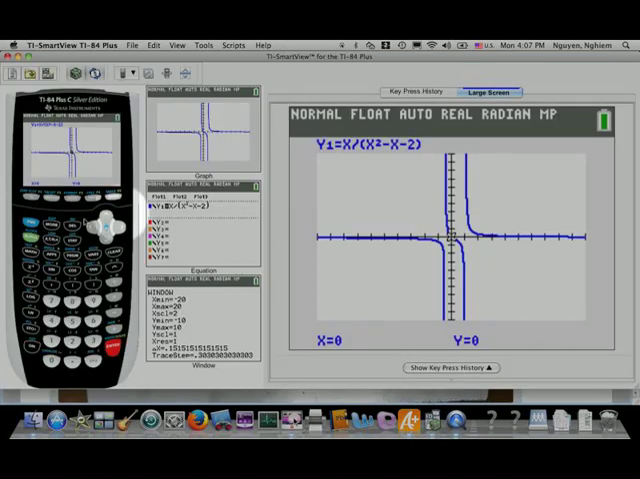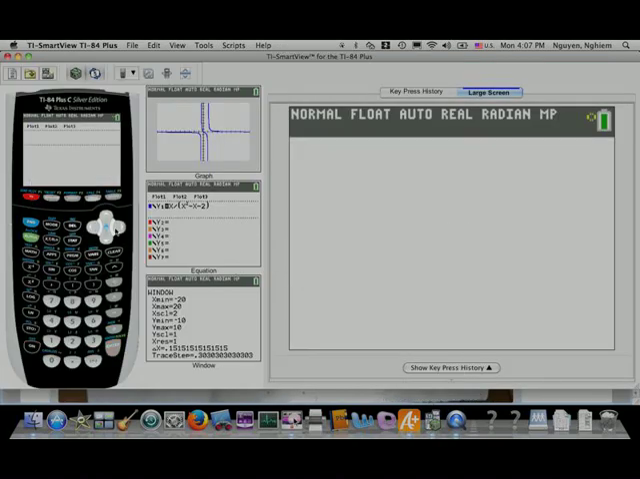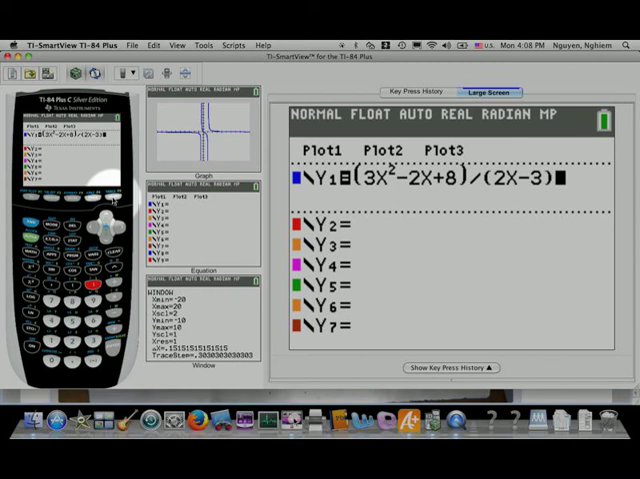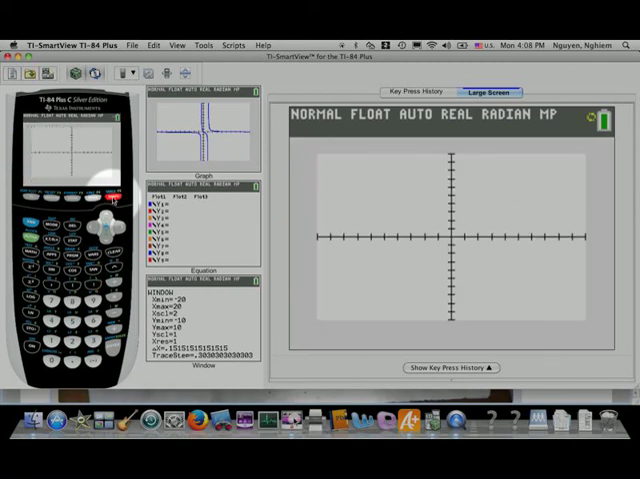So we can go into our graph. Let's clear that out. Make sure we use parentheses. 3x squared minus 2x plus 8 divided by quantity 2x minus 3, and hit graph. Oh, I wonder if I goofed here. Okay. Oh, there it is.